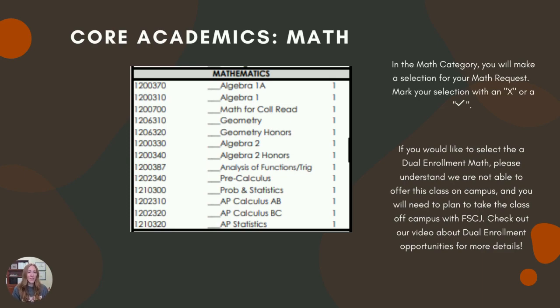From Algebra 2, this is where there's a lot of branching for your math options. You could go in the direction of probability and statistics or AP Stat. You could go to analysis of functions, or if you want to be able to get into those AP Calculus classes, then you're going to go into the pre-calculus direction. Please note that if you're interested in dual enrollment math, we're not able to offer that on campus. So make sure you check out the video about dual enrollment, which gives some information about off-campus FSCJ dual enrollment classes. If you're interested in taking a dual enrollment math, that would have to be your avenue.